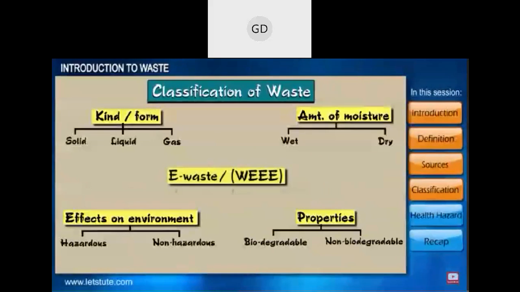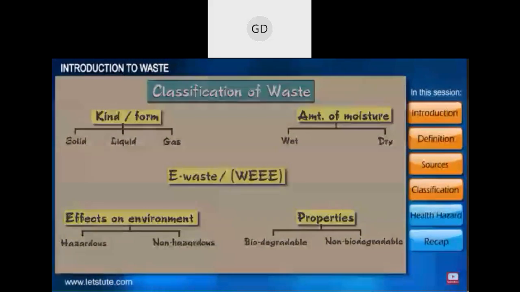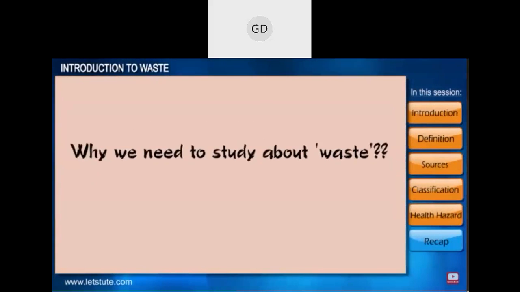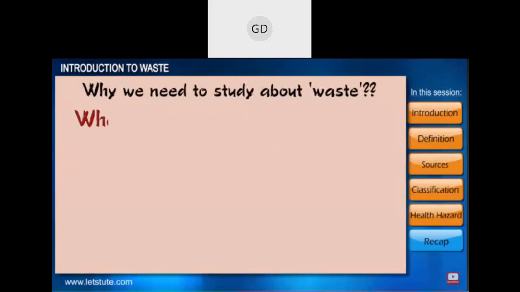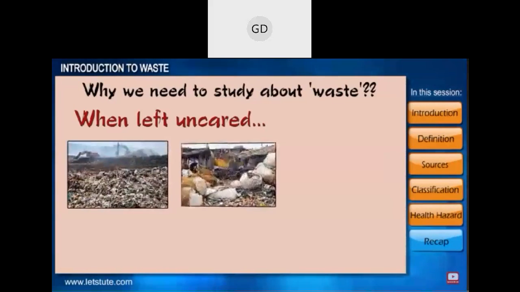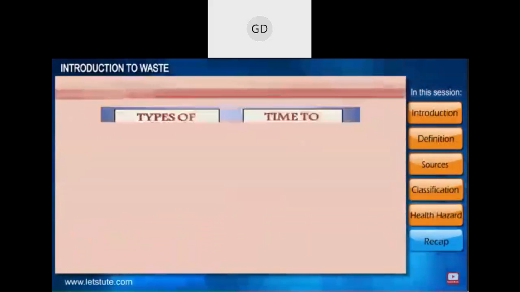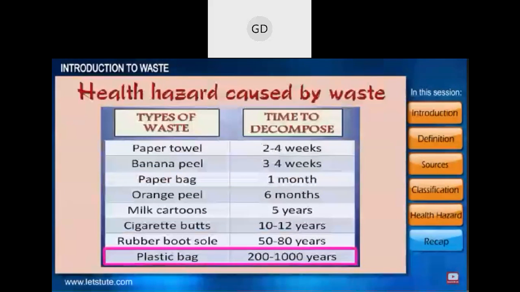After knowing all these, aren't you guys wondering why we need to study or know about things which are just waste for us? This is because when left uncared, these wastes accumulate and cause serious health hazards. And we all know plastic degrades very slowly, which is why it is such a big problem.